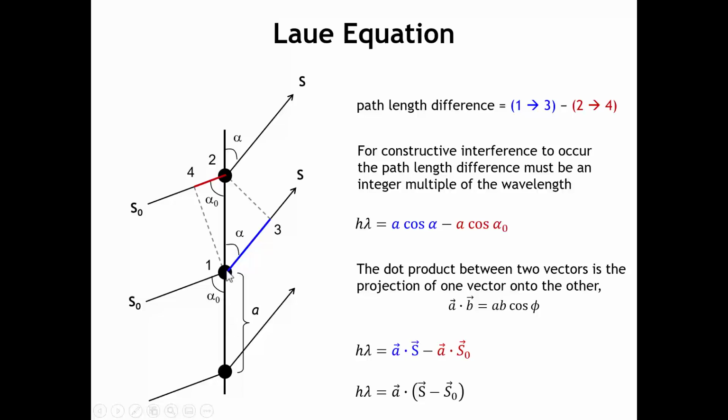We could just think about it for a minute here. S minus S naught is going to be a vector in the vertical direction. And as that vector gets larger, the dot product of it with A is going to get larger. And so there's only going to be certain times when that dot product is an integer multiple of the wavelength.